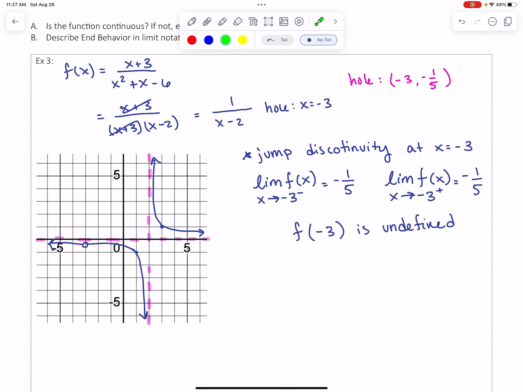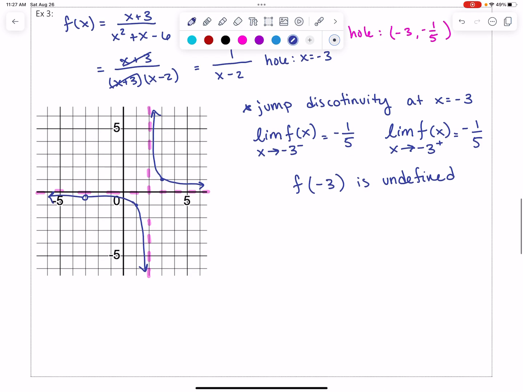Kind of bringing it back to pre-calc only, you need to be able to look at this graph and say, hey, there's a hole. Hole means jump discontinuity, okay? So kind of make it a little bit simple for yourself. Let's look at the other discontinuity that maybe you saw here, is that we also have infinite discontinuity.